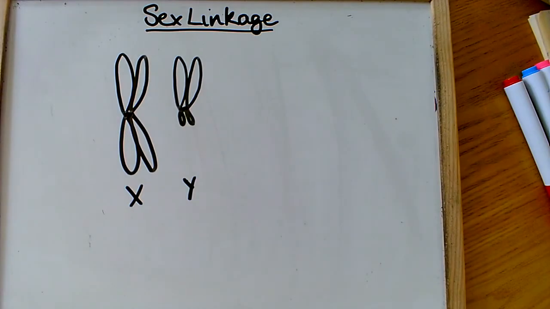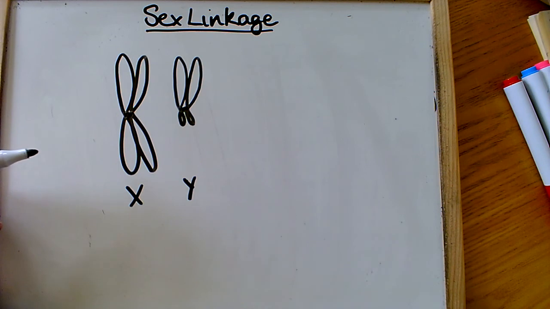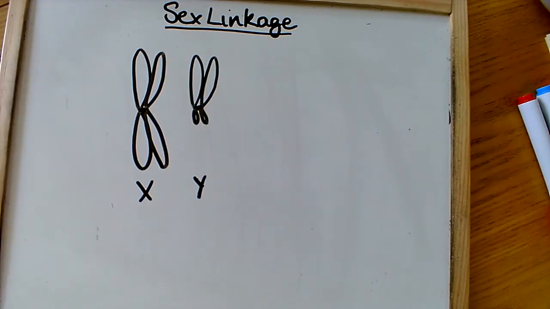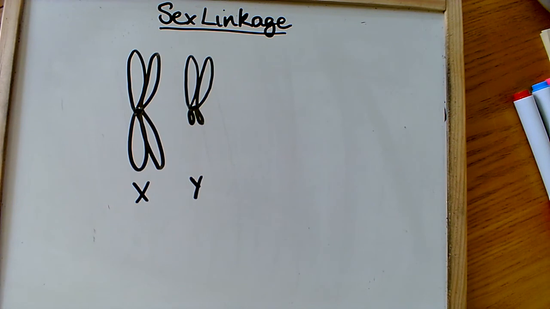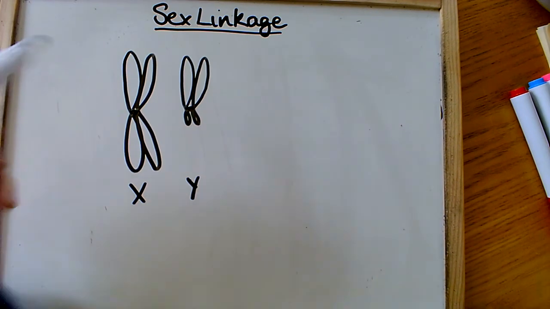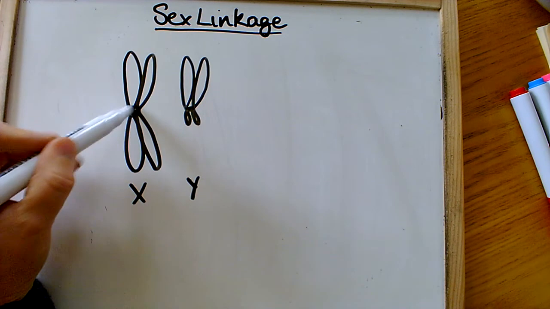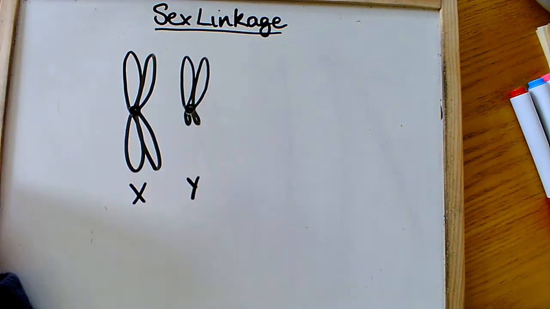Okay, so we're going to have a little look at a type of genetic cross that involves sex linkage. To understand how sex linkage works, we need to go back and look at the sex chromosomes. So what we've got here is the X chromosome and the Y chromosome having undergone DNA replication. We can tell because they're coiled up, held together by their centromeres.